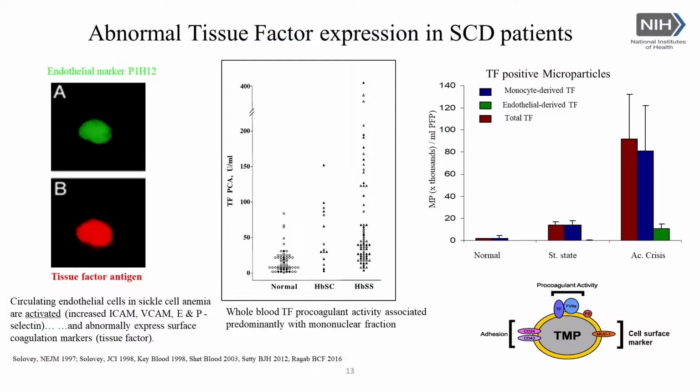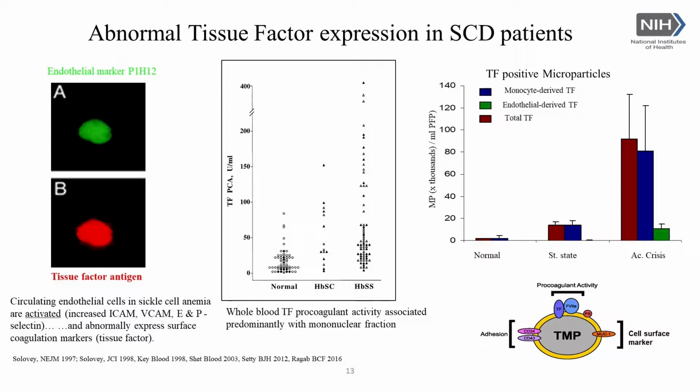These two cells, both endothelial cells and monocytes, can be activated to express tissue factor, and we know that there's evidence that endothelial cells and monocytes are activated in sickle cell disease and demonstrate markers of activation such as ICAM, VCAM, E-selectin, and P-selectin. Here's a cartoon of these tissue factor positive microparticles, which have adhesion markers, cell surface markers, as well as procoagulant activity on the basis of tissue factor expression.